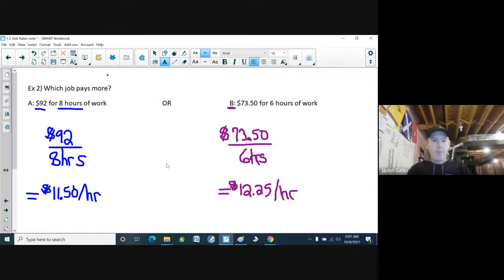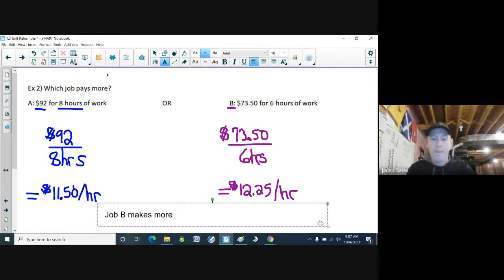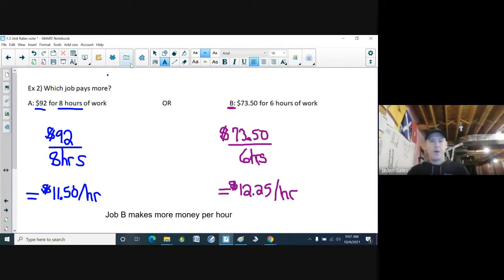So who gets paid more? Job B makes more money per hour. Job B is our winner. Gets paid a little bit more. All right, but again, we took the same unit rate and compared them.